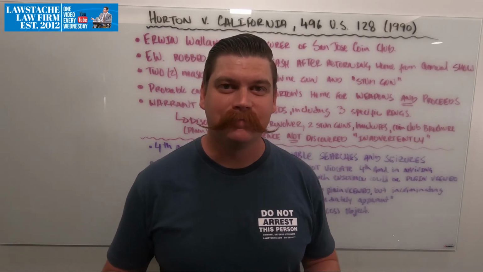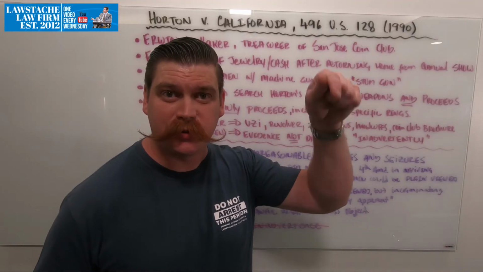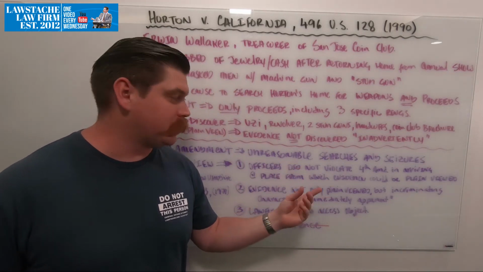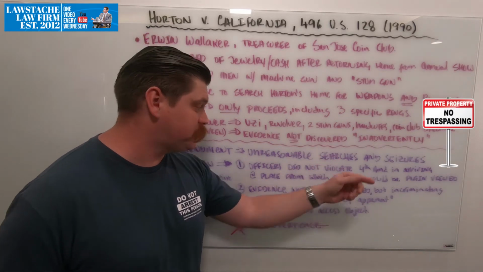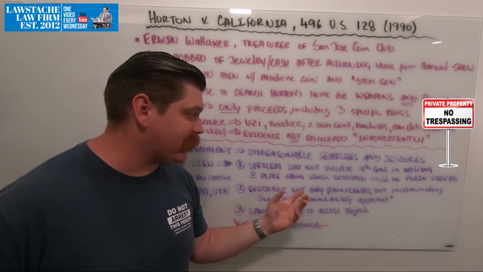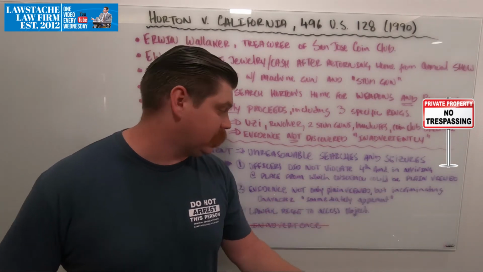Thanks for watching. Now that I got your attention back, let's go back to the elements. So here's what we learned before the break. The officers need to have a lawful vantage point. Number 2, the incriminating character of the evidence has to be immediately apparent. And now we're on to the third element.